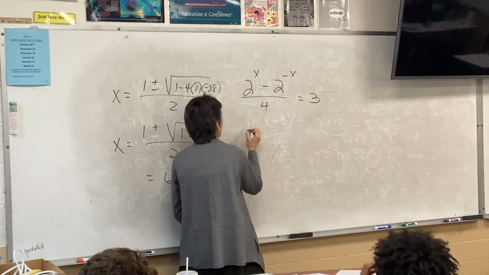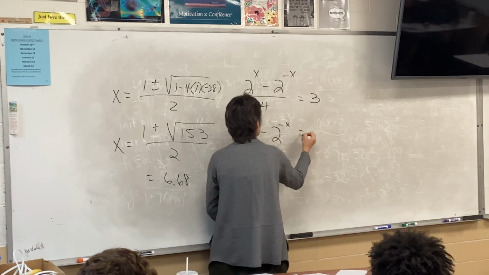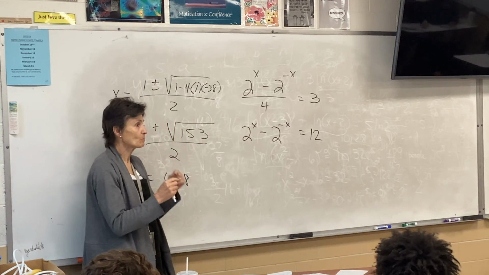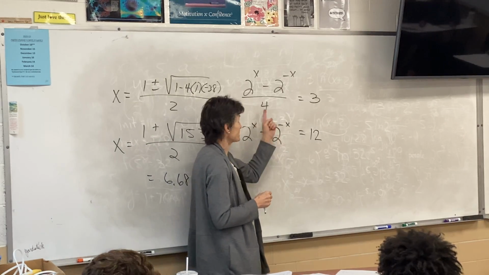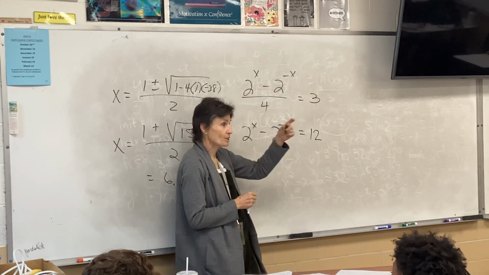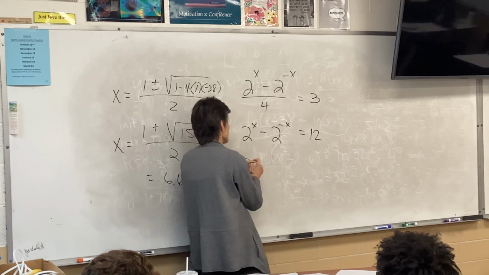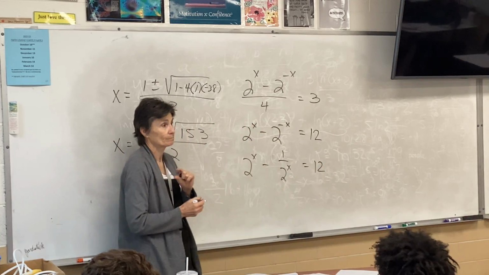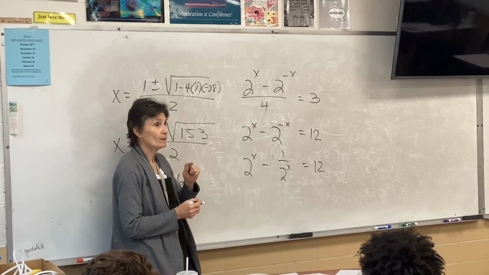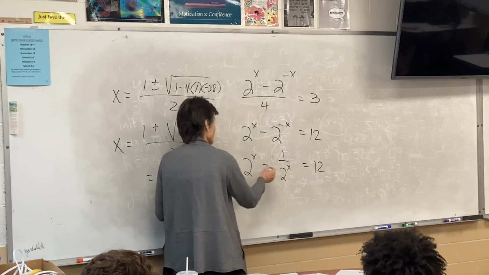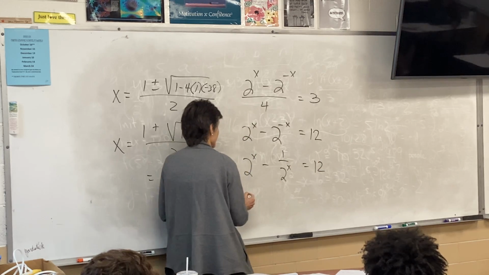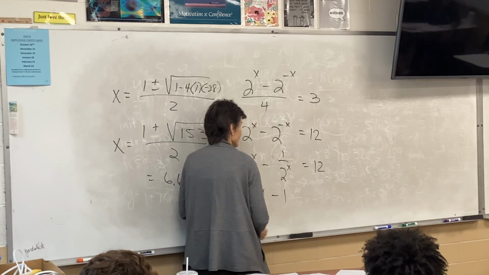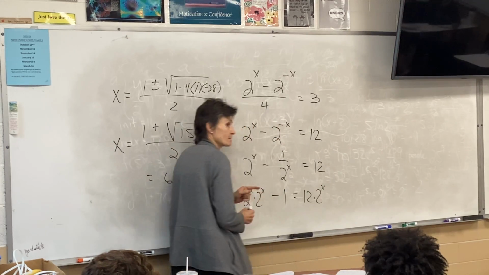Multiply by 4. So 2 to the x minus 2 to the negative x equals 12. Now the next step is kind of counterintuitive, because you just said I'm gonna clear that fraction, but now we're gonna turn around and make another fraction. So 2 to the x minus 1 over 2 to the x equals 12. Now we're gonna get rid of that fraction. So multiplying everything by 2 to the x, I'll have 2 to the x times 2 to the x minus 1 equals 12 times 2 to the x.